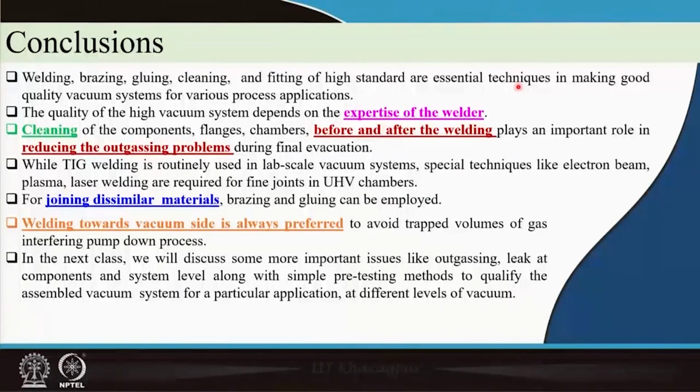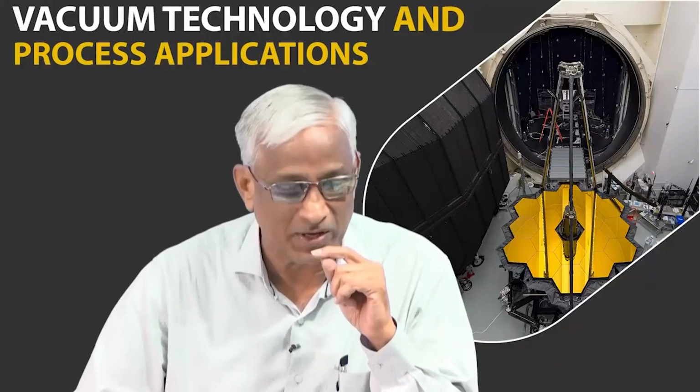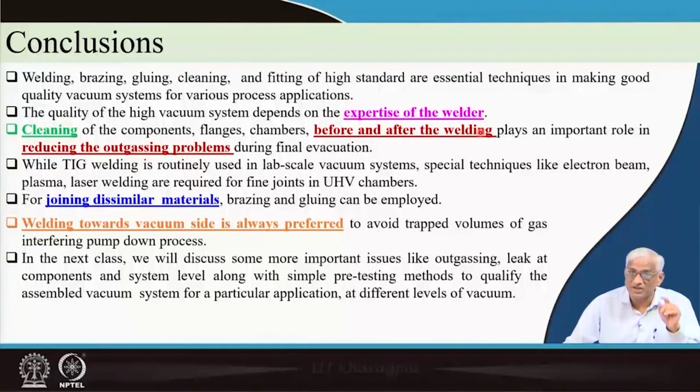And finally, as I told you, it depends on the welder's experience and expertise. That is very, very important. Cleaning of the components before and after is equally important. That is why I am stressing it again and again. If you do not clean, you will get 10 power -7 torr, 3 orders less than the required vacuum. Nobody will be happy. It will be junk equipment if your application requires 10 power -10 torr. But if it is 10 power -3 torr, that is a different story.